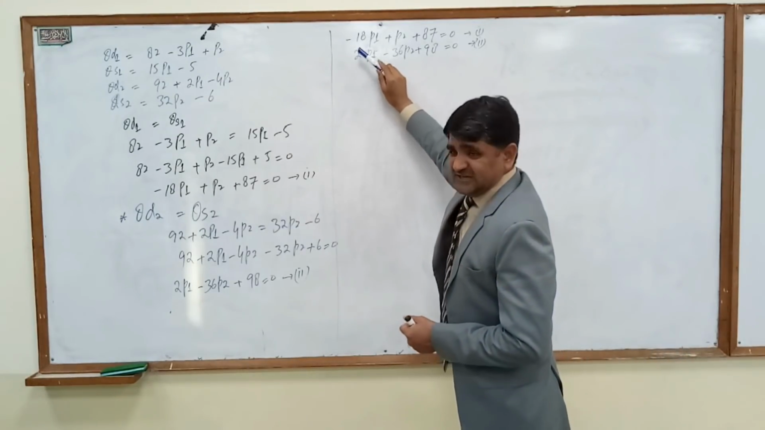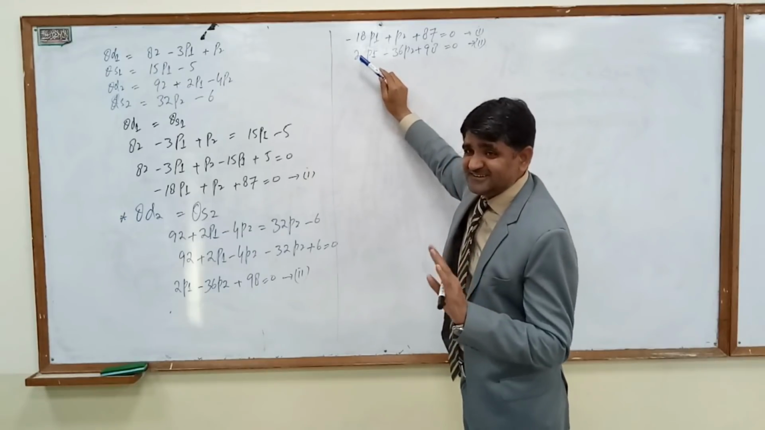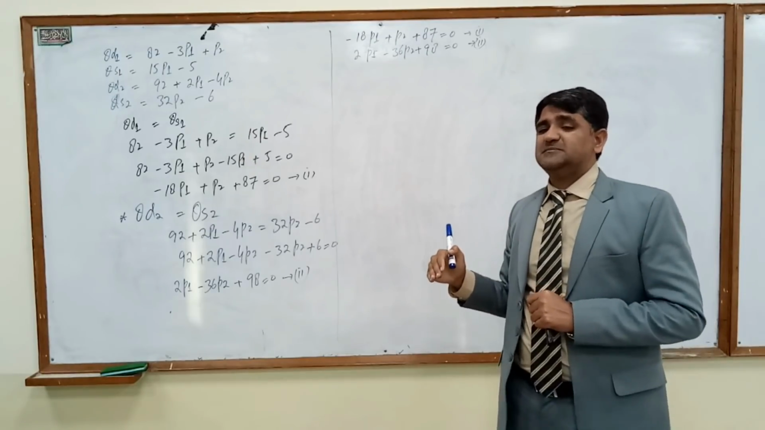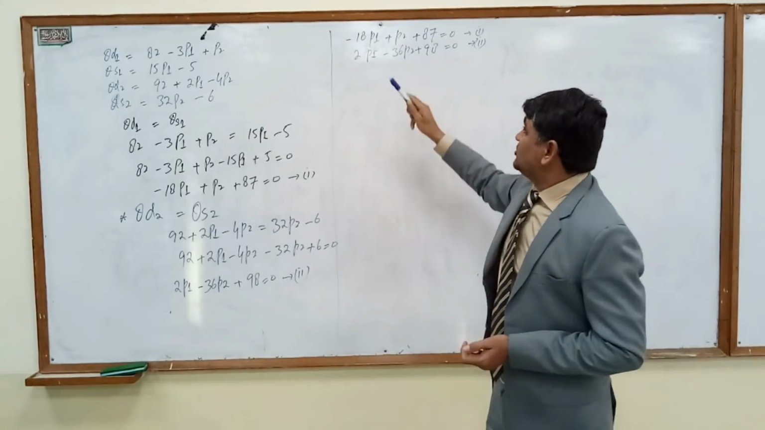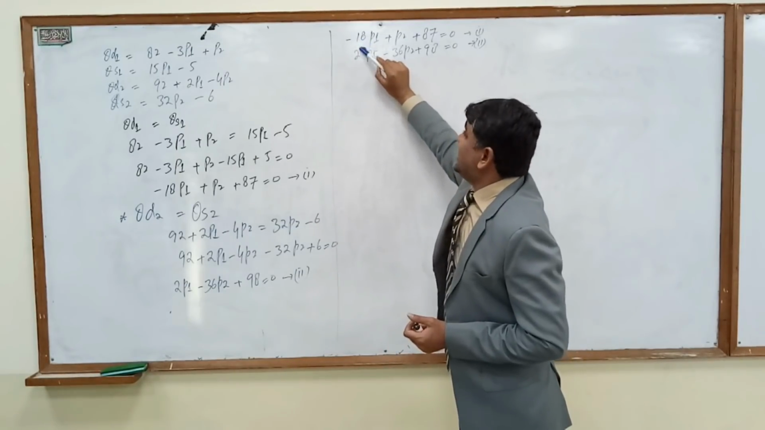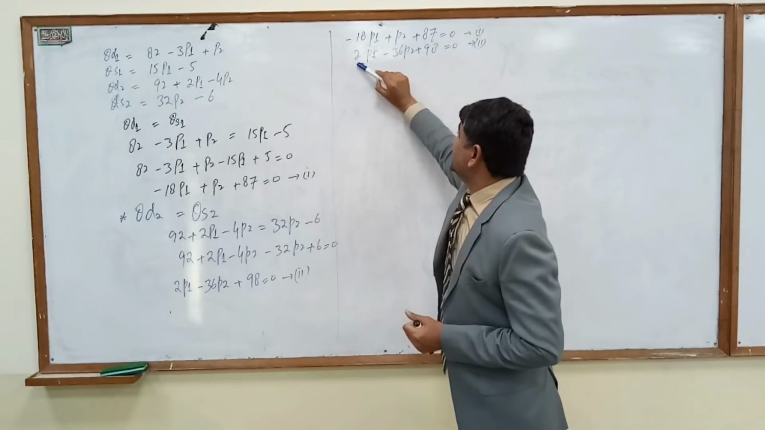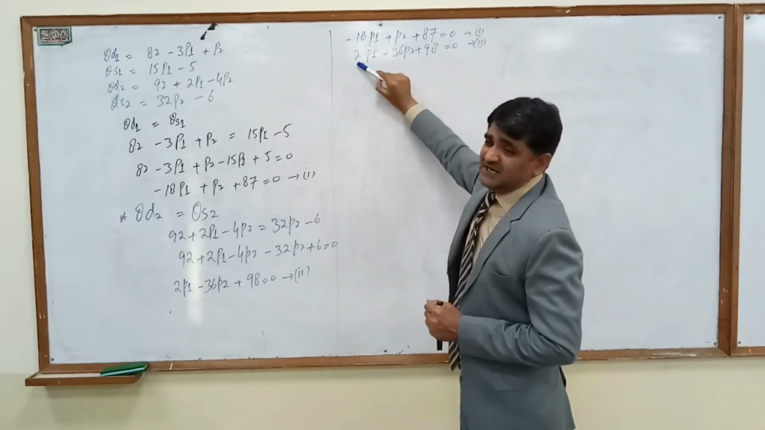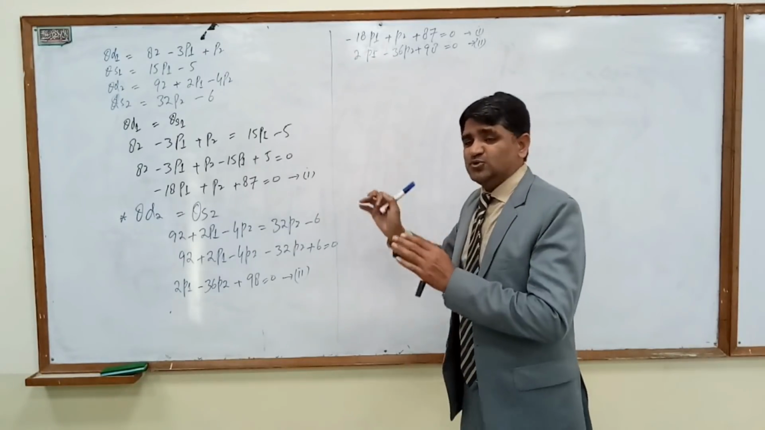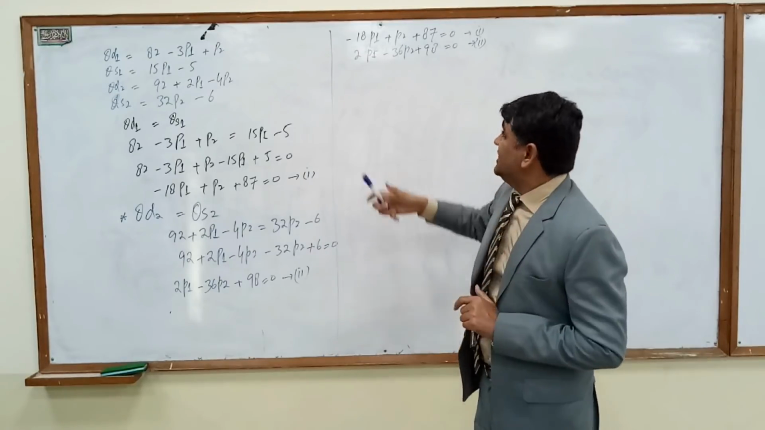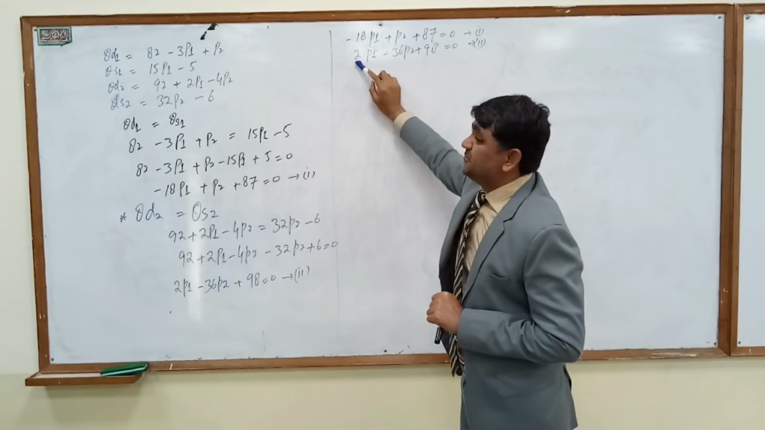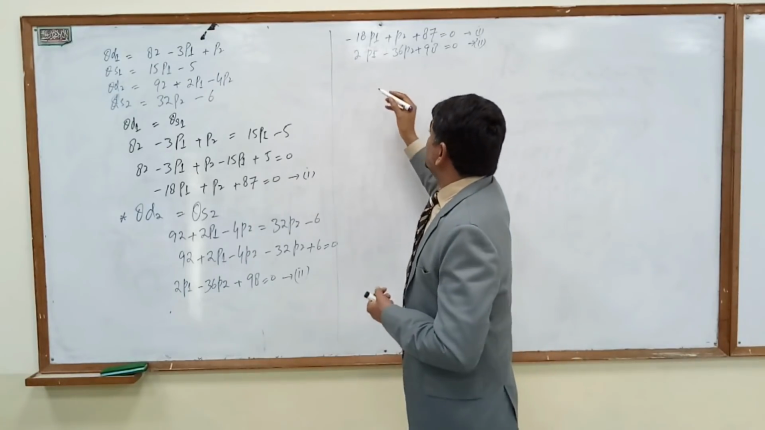The p1 signs are opposite, but the coefficients are not the same. To bring the coefficients the same, we must multiply one of the equations. Here the coefficient is 18 and here it is 2. I require 18 here, so I will be multiplying equation 2 by 9. Then add to each other. If the sign were minus, we would subtract; if signs are positive, we can add.